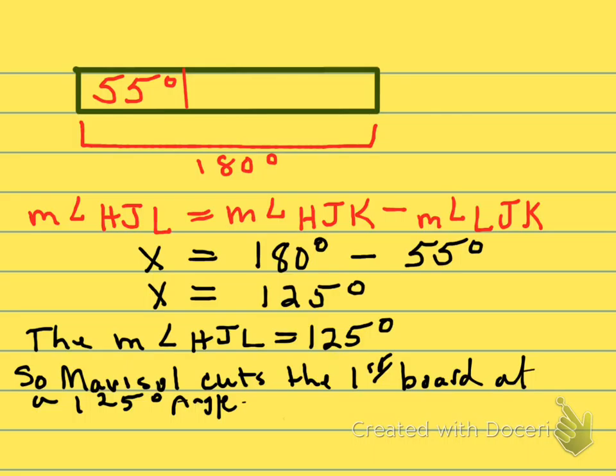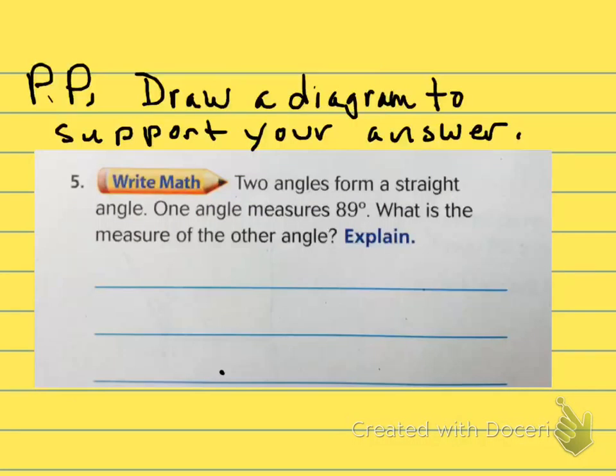All right, boys and girls, let's move on. Here's your first practice problem. I want you to draw a diagram to support your answer. Here's your math. It says two angles form a straight angle. One angle measures 89 degrees. What is the measure of the other angle? Explain. In your explanation, please use the draw a diagram strategy to support your answer.